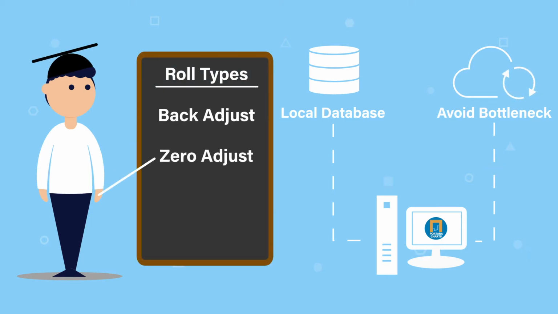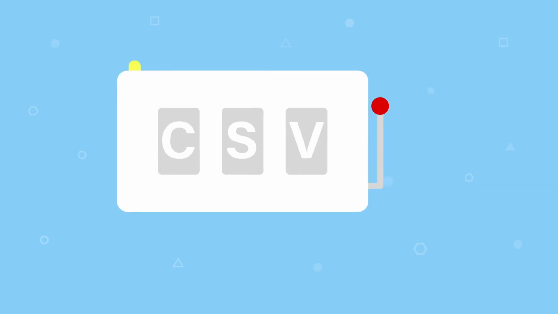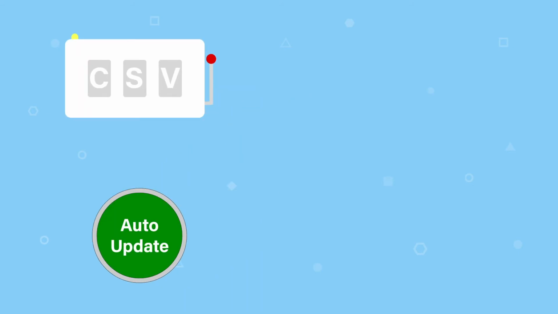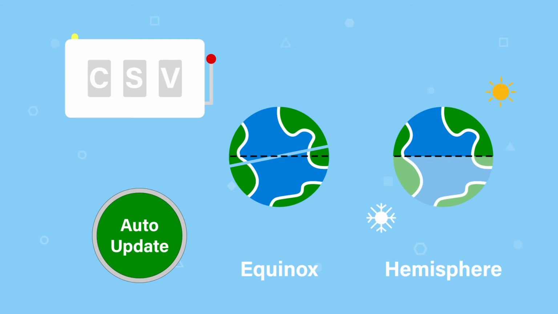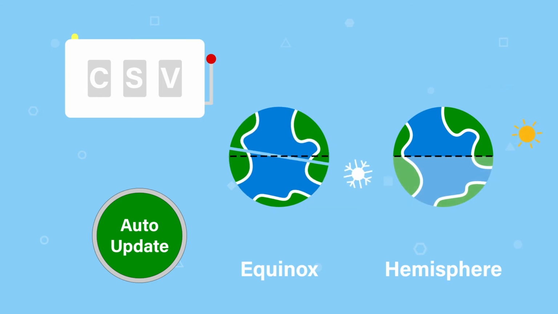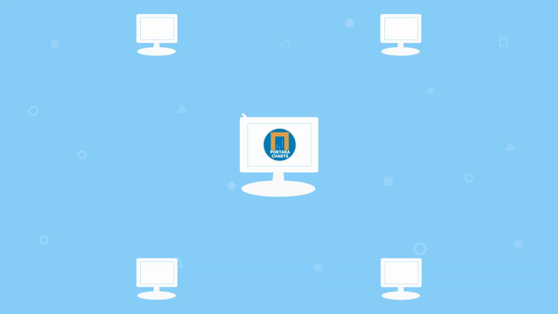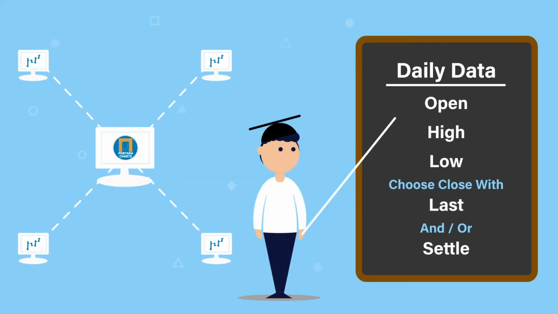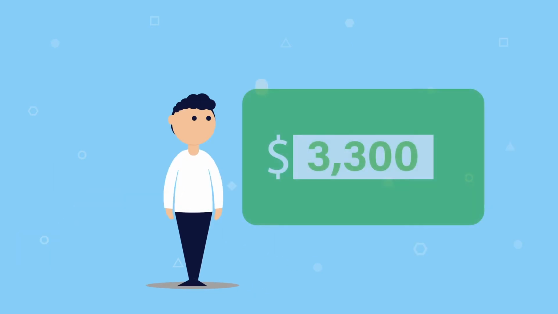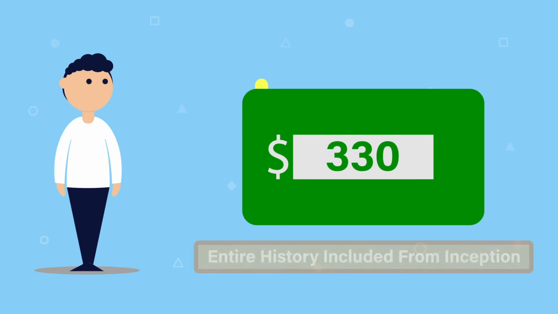Back adjust, zero adjust, ratio adjust, and more. Format your data and automate your updates. Control timestamps locally or by exchange, respecting equinoctial and hemispherical DST adjustments, regardless of your location. Share the data with your development team with the same license and receive Portara's 5-point daily database too, all as standard. And the cost? Let's knock a zero off our old intraday pricing model.